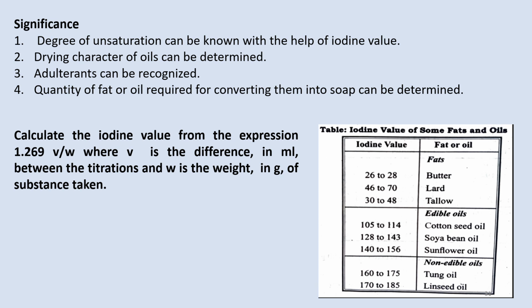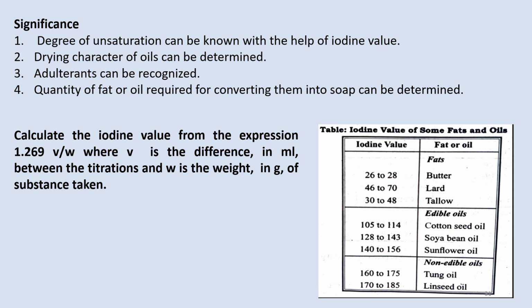Iodine values, like for butter it is 26 to 28, lard it was 46 to 70, and tallow fats you can see 30 to 48. Edible oils like cottonseed oil, it showed 105 to 114.